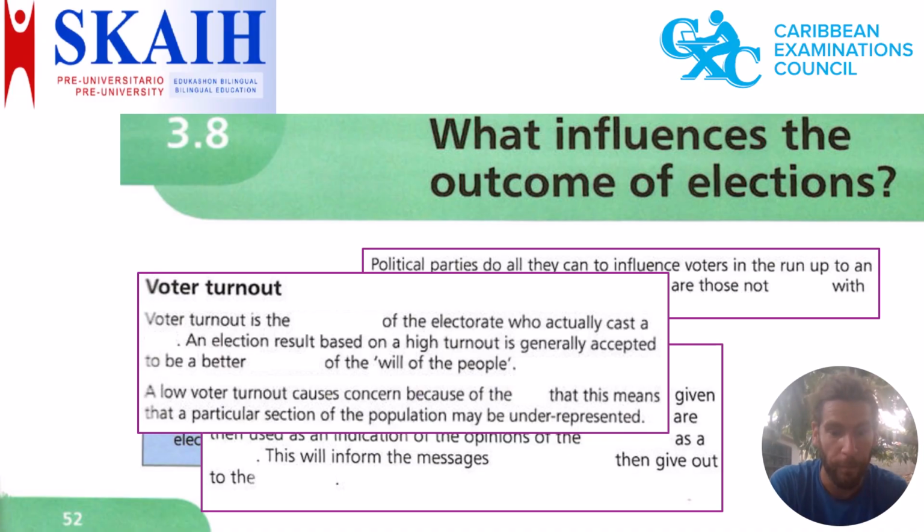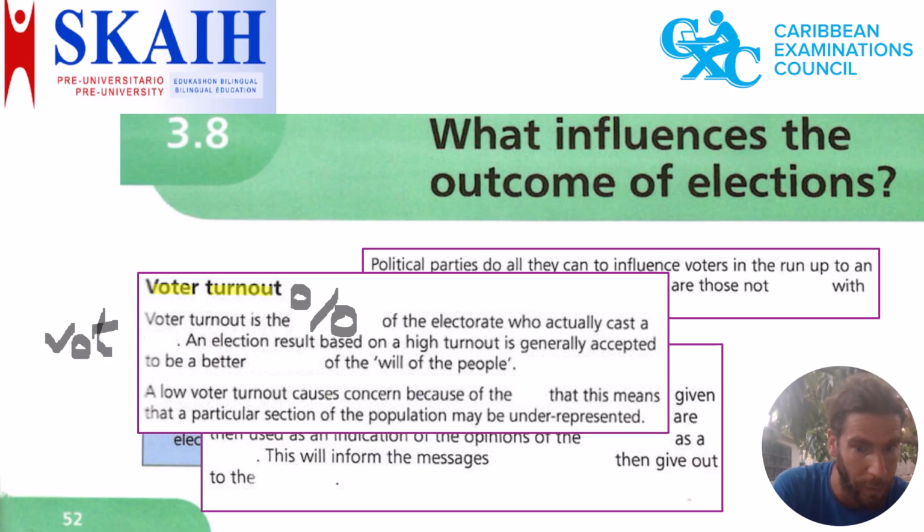Then the voter turnout. In some countries they are obligated to vote, but in Curacao people are not obligated to vote. So you're 18 or older until you're very old, and you're not obligated to vote. So voter turnout is a big issue. Voter turnout is the percentage of the electorate who actually cast a vote.